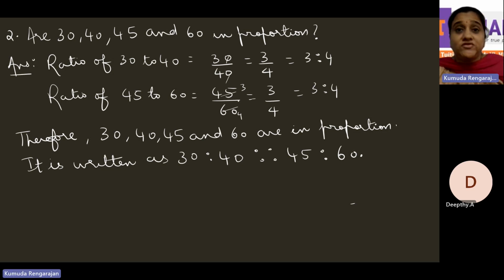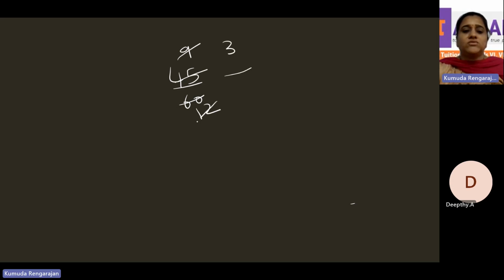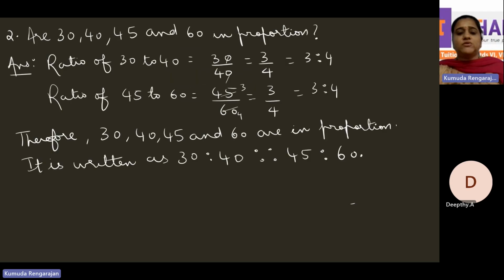I've used the tables of 15. 15 threes are 45, 15 fours are 60. We can use it directly like that also, or we can simplify from 45 by 60. You can use tables of 5 first. 5 nines are 45, 5 twelves are 60. Then again, 3 threes are 9, 3 fours are 12. That's also fine. I've used the tables of 15 straight away.